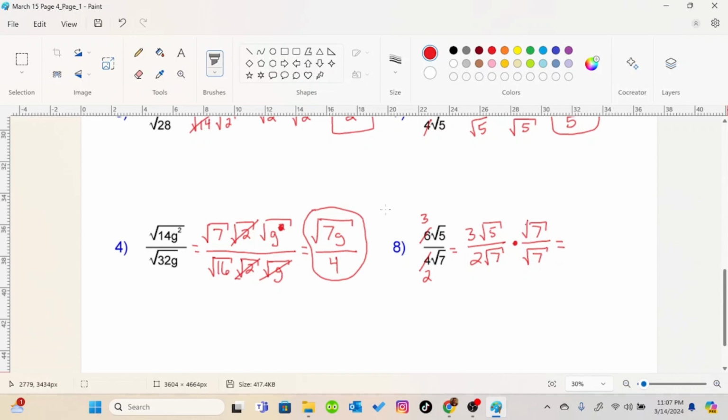Now, square root of 5 times the square root of 7 becomes square root of 35. Square root of 7 times square root of 7 becomes 7. So our final answer is 3 times the square root of 35 over 14.